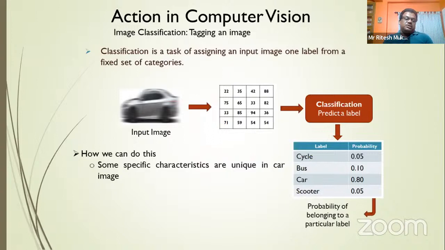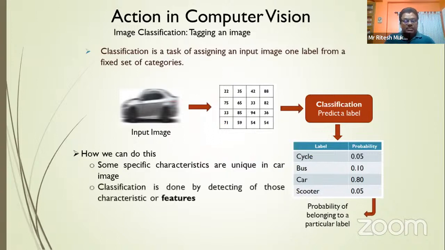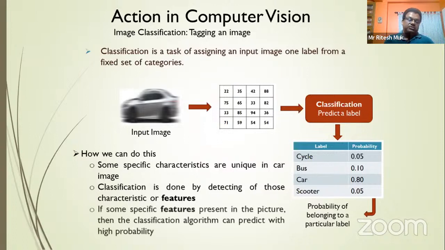So how can we do this? Some specific characteristics are unique in a car image, right? So basically, we try to find the characteristics which are unique for that car, and based on that, we can do it. Classification is done by detecting those characteristics or features. In computer vision, those are called features. So if some specific feature which is supposed to be present in a particular label is really available in the picture in front of you, then the computer will classify whatever is appearing in front of it as that particular object where this feature is supposed to be there.